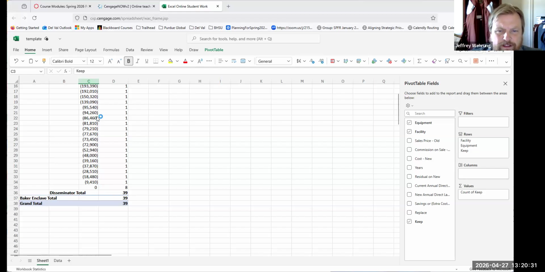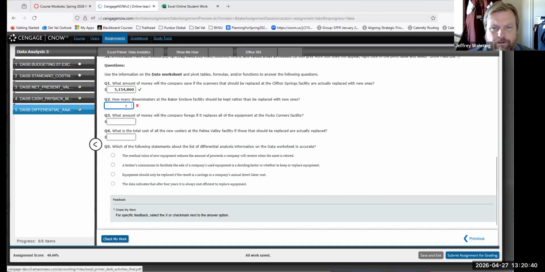See that? So it's counting. These are the amounts for all of them. This one, there's 8 of them that have 0 break even. So I'm gonna think they're gonna do 31.